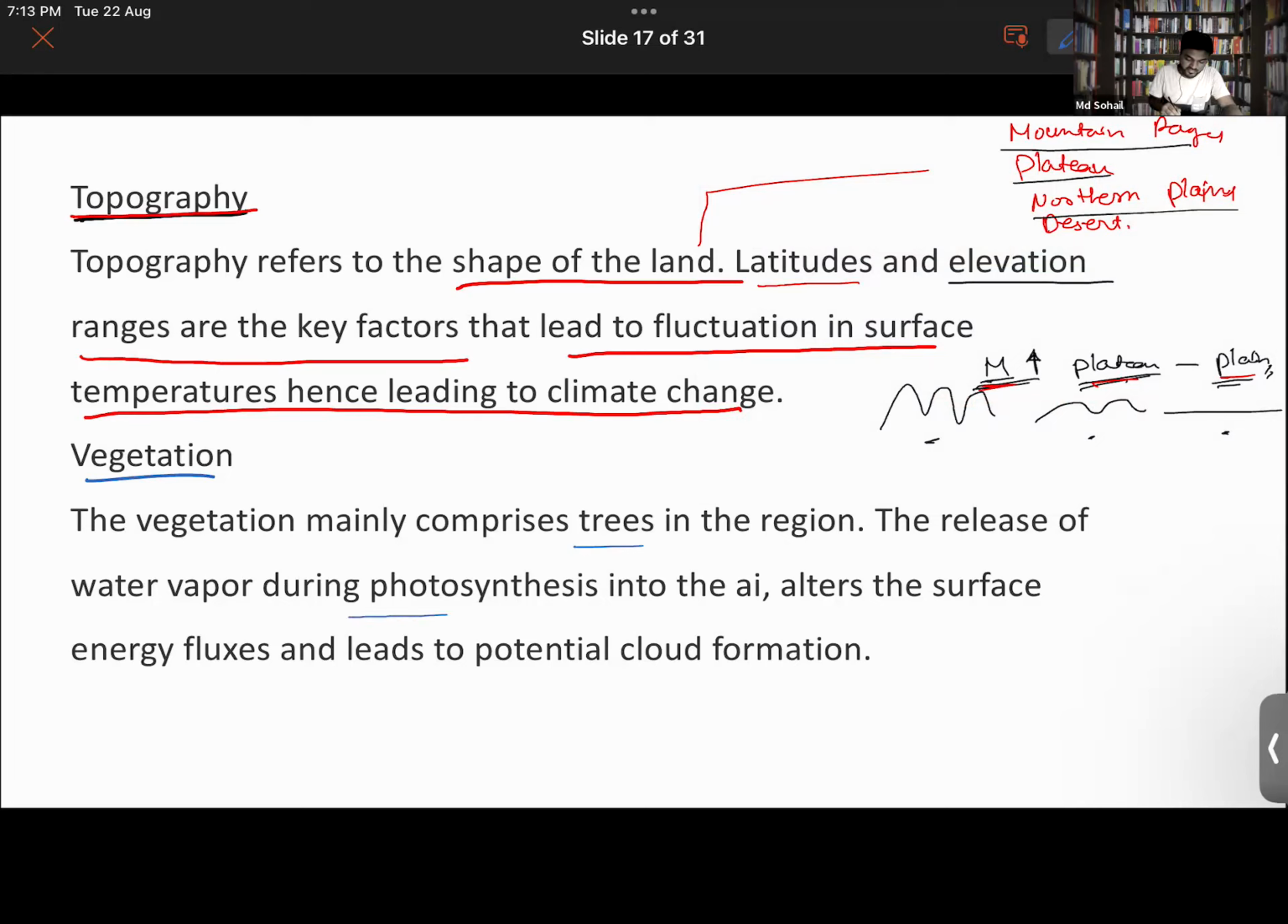Now, what is the question here? I mean, what is it trying to say here? Are you guys able to get it? How is vegetation playing a role in determining climate? Any idea?